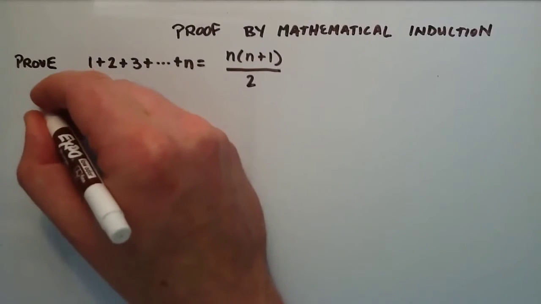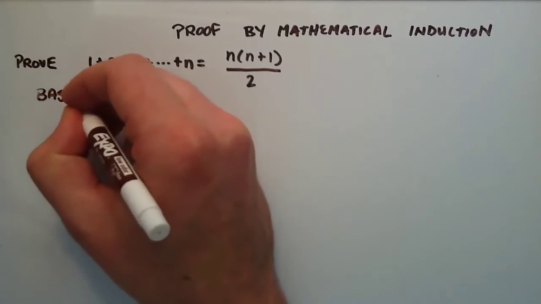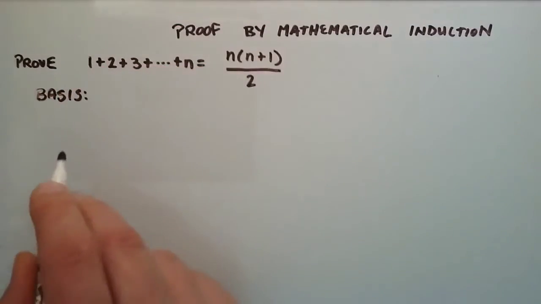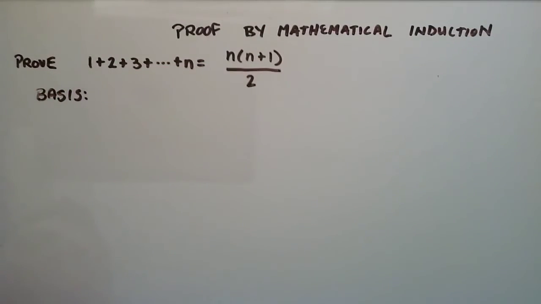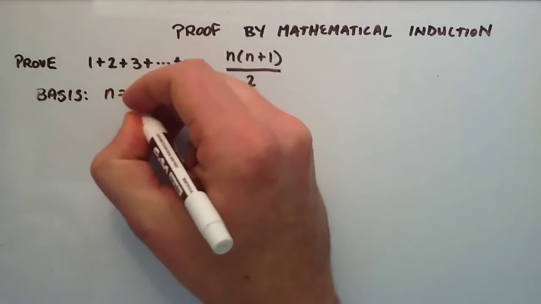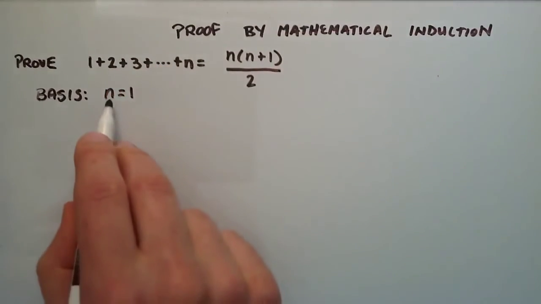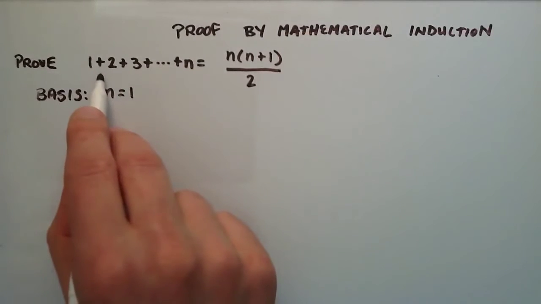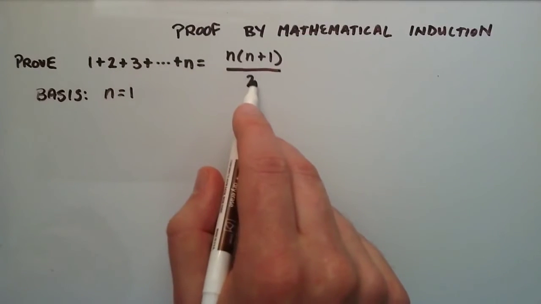So this will be the basis step. And we're checking the base case. We're checking the most simple basic case that we can come up with here, and it's going to be when n equals 1. And we're just going to check that for n equals 1, the left-hand side and the right-hand side are equal.